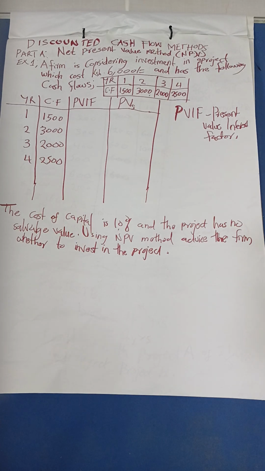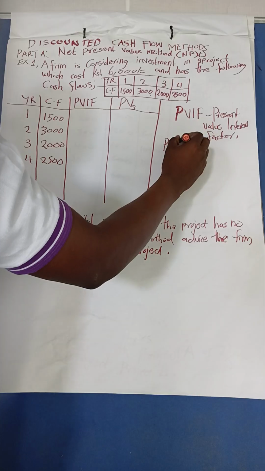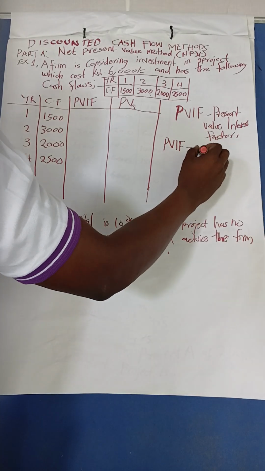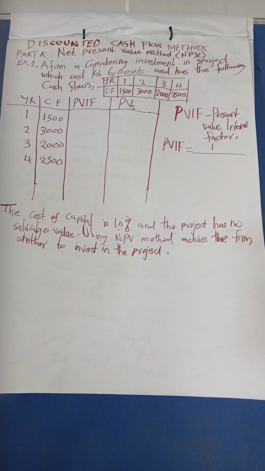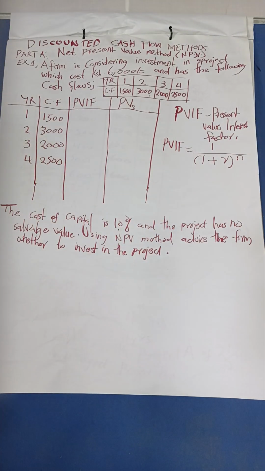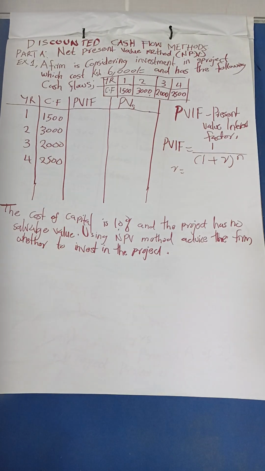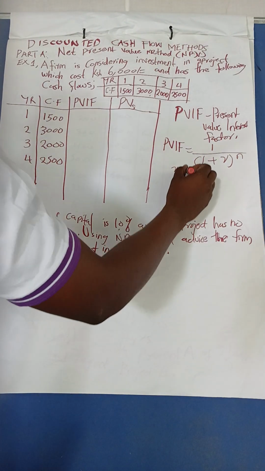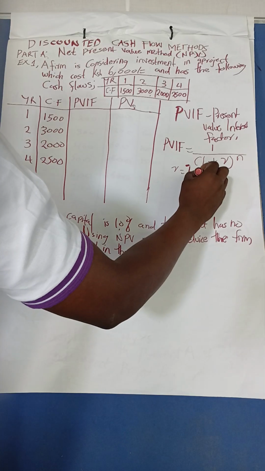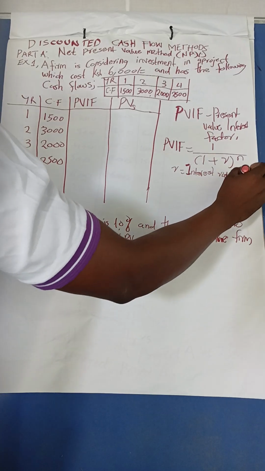Good. Now, the formula for getting PVIF, I always say, is very easy. PVIF is equal to 1 divided by (1 plus r) to the power n. Which is very easy. R in this case will stand for the rate, the interest rate for the period, which we have already been given: 10%.